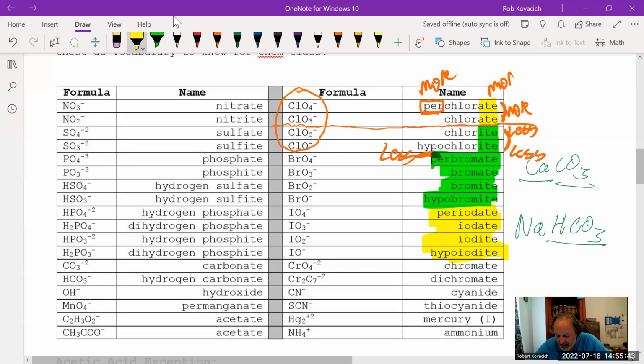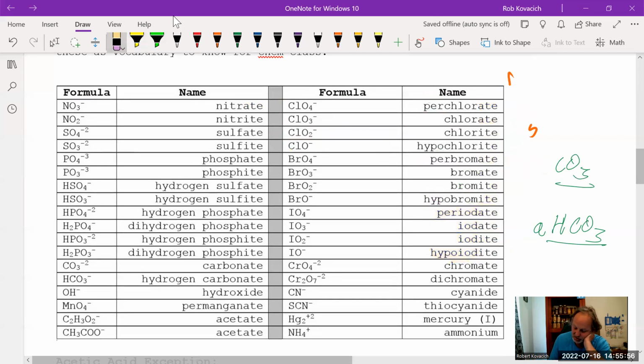So if you get one of them taken care of, that's 12 of those guys, 12 total, if you've got the first 4 taken care of. Okay, I'll go ahead and erase all this.